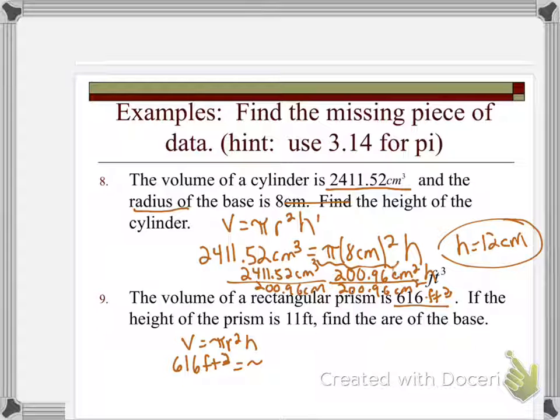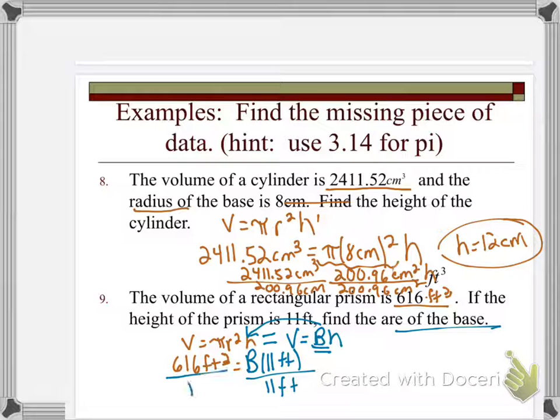So we can keep this like this real quick. But instead, I'm going to rewrite this top formula over here. Remember, volume is area of the base times the height. So if we want to be able to find the area of the base, we're solving for b. So yes, these two are the same formula, but I don't have to do all that hard work. I can just put in b and then times 11 feet. Divide each side by 11 feet. So 616 divided by 11 is 56 feet squared because it's area.